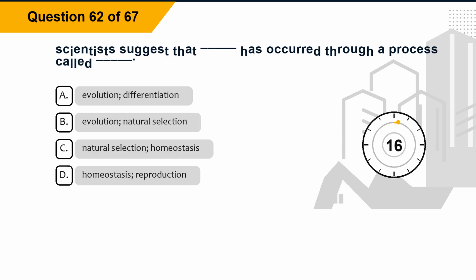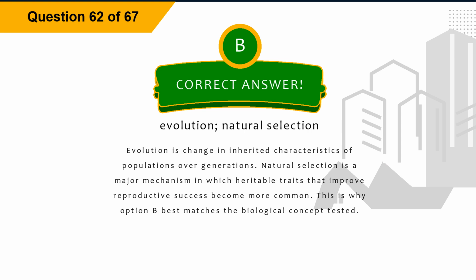Question 62. Scientists suggest that blank has occurred through a process called blank. Option A, evolution, differentiation. Option B, evolution, natural selection. Option C, natural selection, homeostasis. Option D, homeostasis, reproduction. The correct answer is option B, evolution, natural selection.